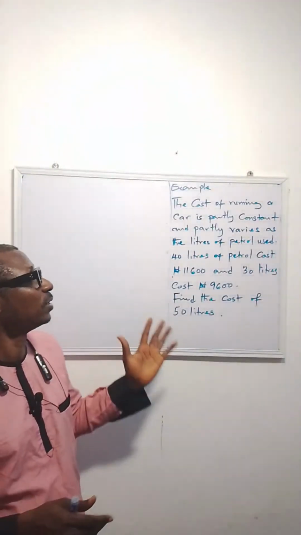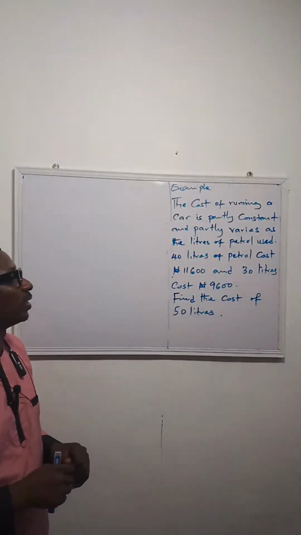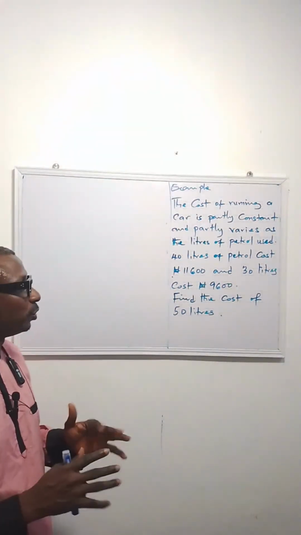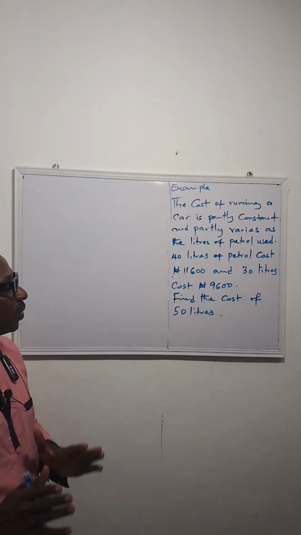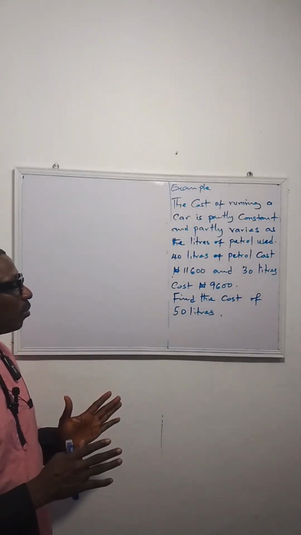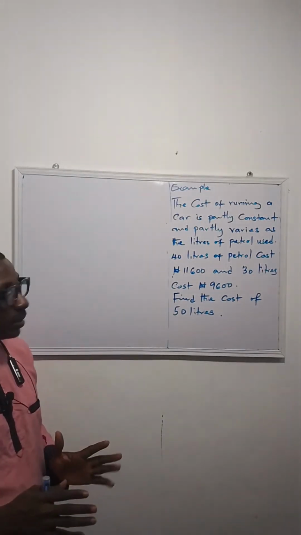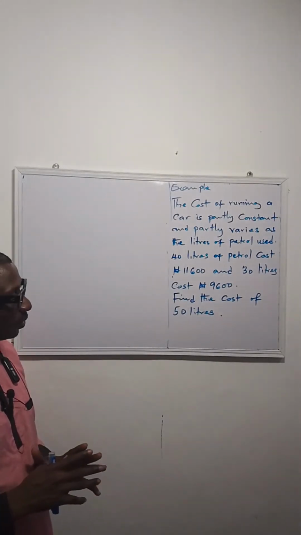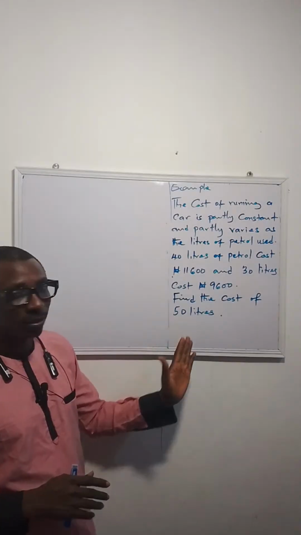Okay, so now let's look at this question. The cost of running a car is partly constant and partly varies as the liters of petrol used. Now 40 liters of petrol costs 11,600 and 30 liters cost 9,600. So you have to find the cost of 50 liters.